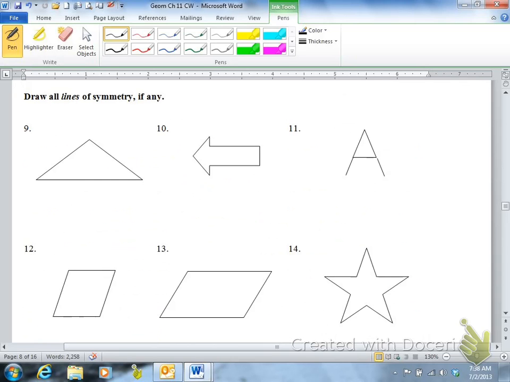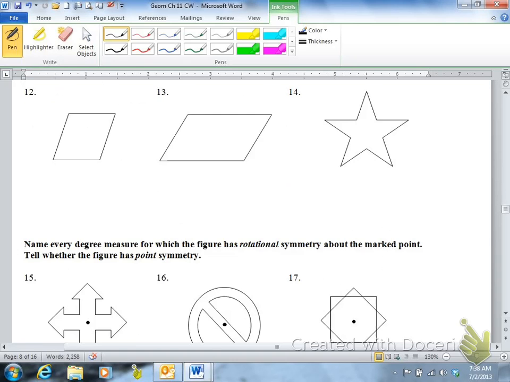Okay, for lines of symmetry, this is not equilateral. So we really only have 1 line of symmetry. If you try to do one of those, it's not going to map perfectly onto itself. The next one, there's only 1 line of symmetry, right through the center like that. For this one, the A has 1 line of symmetry.